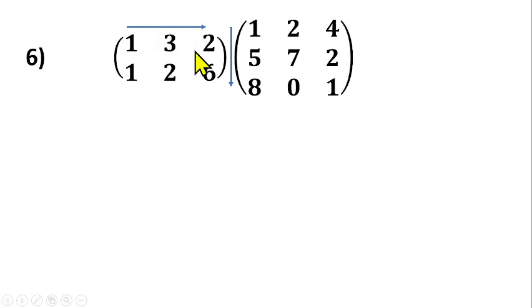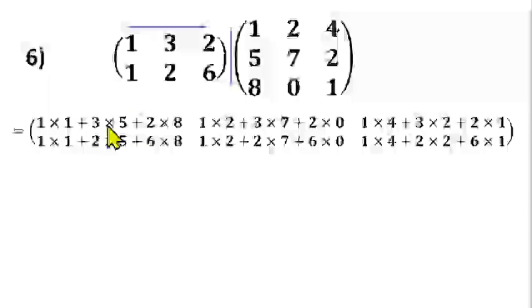So we have the row multiplying the column. How do we do that? Now let's see. This first row will multiply the first column here. So you have a 1 times 1, that gives us this, plus 3 times 5, plus 2 times 8, which is this. So that means this row has multiplied this column. Then this row again will go and multiply this column. So you have a 1 times 2, 3 times 7, 2 times 0.